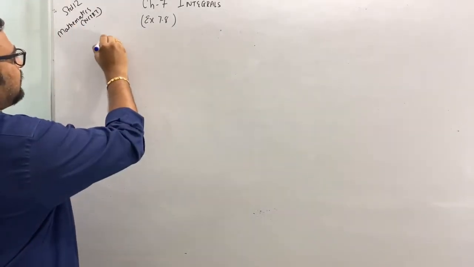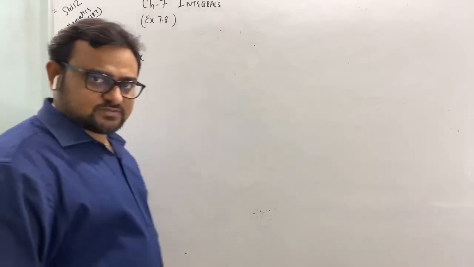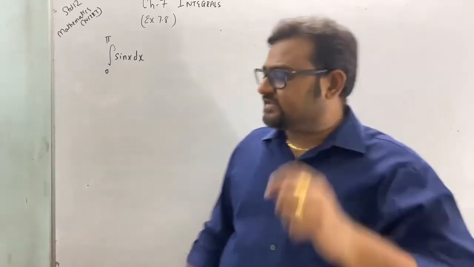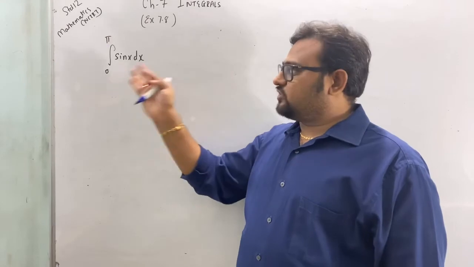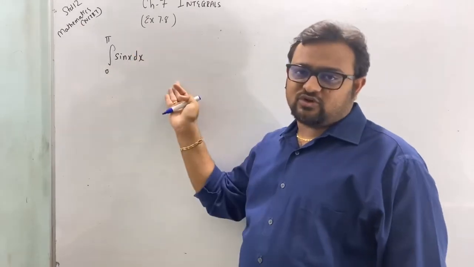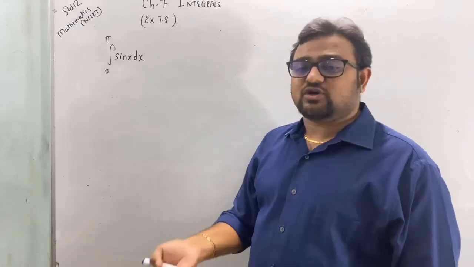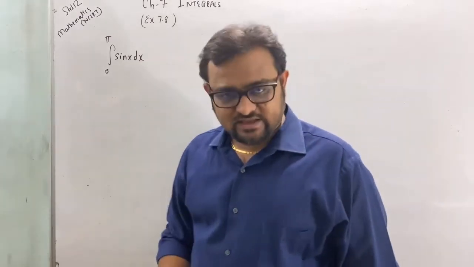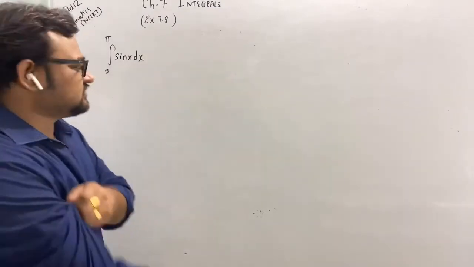It's integral 0 to pi sin x dx. Okay, if you want to solve it simple, it's very simple. Integration of sin x is minus cos x. Put the value of 0 and pi. Minus cos pi minus, minus cos 0. Clear? So that will be easy sum. But we have to solve it as a limit of sum.